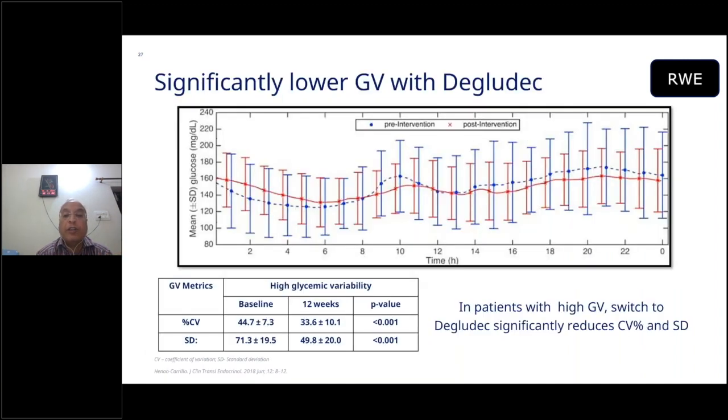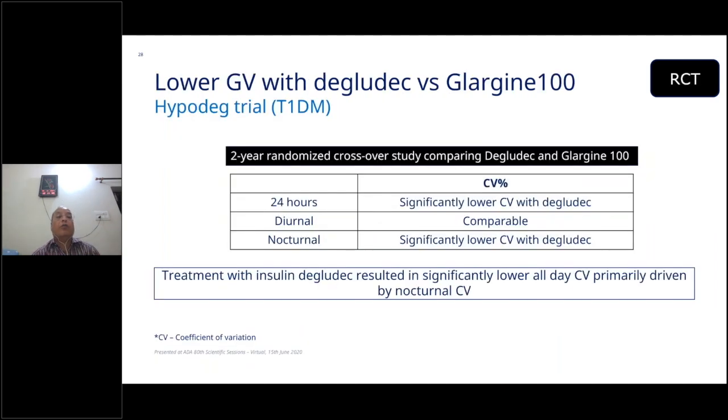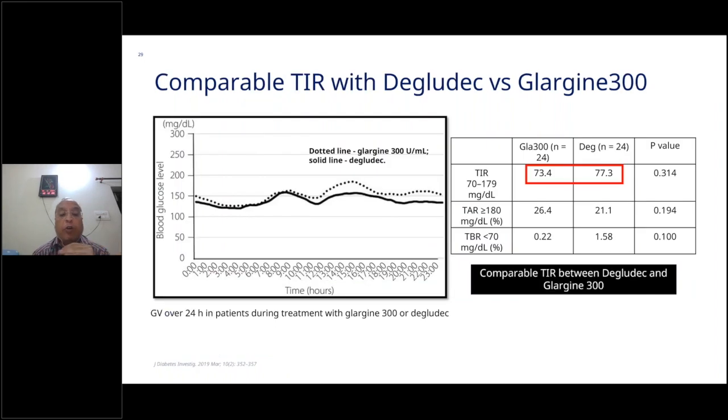Same is shown in this study, where it has been shown that in patients who are switched to degludec, there is a significant advantage as far as reduction in coefficient of variation and standard deviation of glycemic variability is concerned. Now, this is a trial in type 1 diabetes known as the HypoDeg trial, where again glargine U100 is compared with degludec, and in this trial it has been shown that insulin degludec resulted in a significant decrease in the incidence of hypoglycemia or time below range.